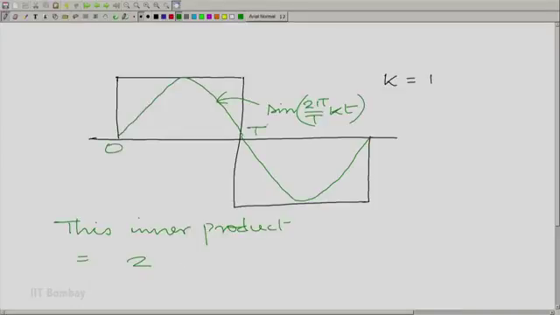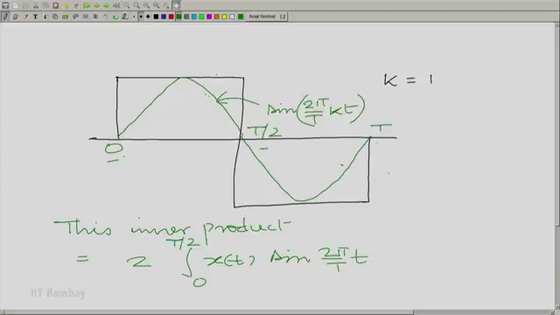So, this is from 0 to T by 2 and this is from T by 2 to T. Whatever you would get between 0 and T by 2 would be the same as what you get between T by 2 and T, because positive multiplies positive here and negative multiplies negative on this. So, 2 times the integral from 0 to T by 2 of x(t) sine(2 pi by T times t).